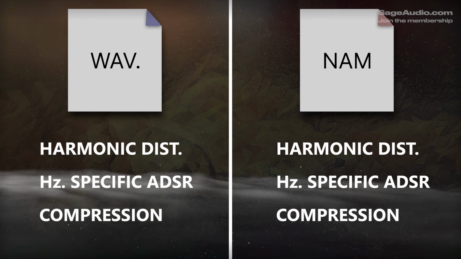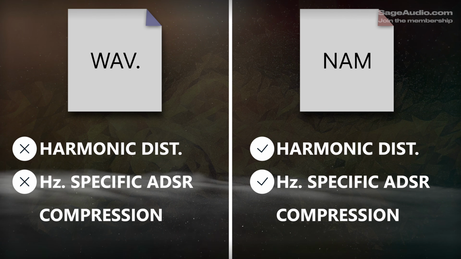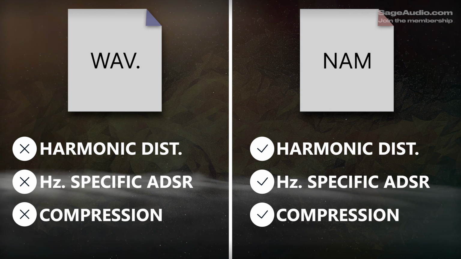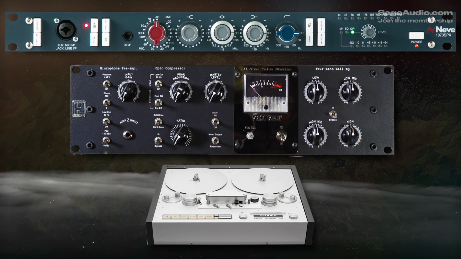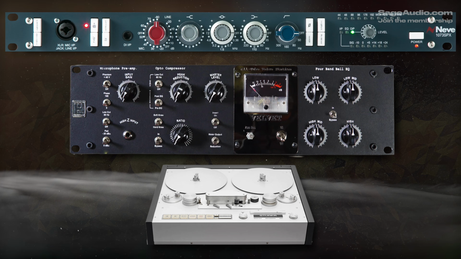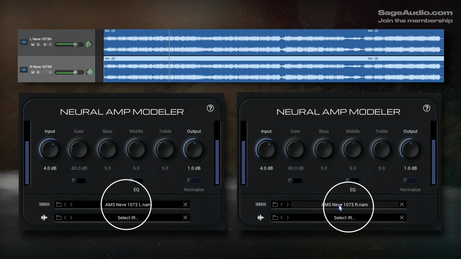Unlike impulse responses, these models can recreate harmonic distortion, frequency-dependent ADSR, compression, and more to fully encapsulate the behavior of any hardware. So I found models for the Neve 1073 and the handcrafted Velvet preamp, as well as a 15 inches per second Studer tape machine. Now, the only complication is that these files are designed for mono signals. For example, you'll notice that the left and the right channels of the Neve 1073 are modeled separately.